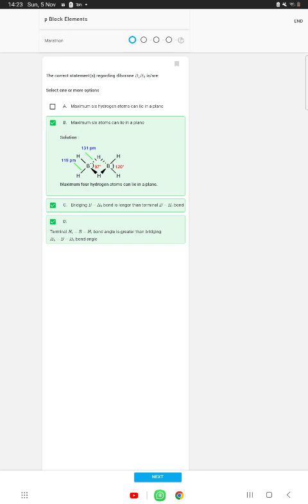The statement regarding diborane: maximum 6 hydrogen can lie, no. Maximum 6 atoms can lie in a plane. That is wrong. BHB bond longer than... Okay, the BHB bond is longer than the BHT bond, that is correct. Terminal bond angle is greater than bridging bond angle.